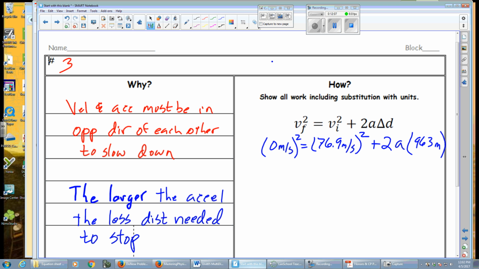Oh, I should have asked, did you want to rearrange first or do numbers first? But, all right. So I'm going to move that over to the other side because it was added on this side.